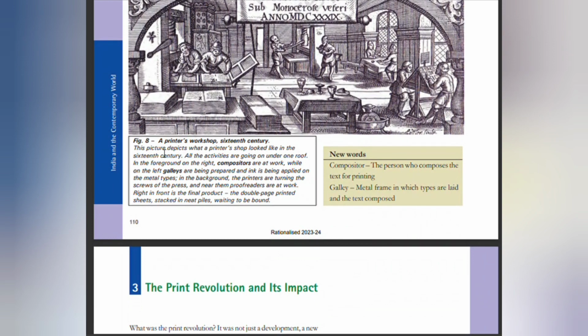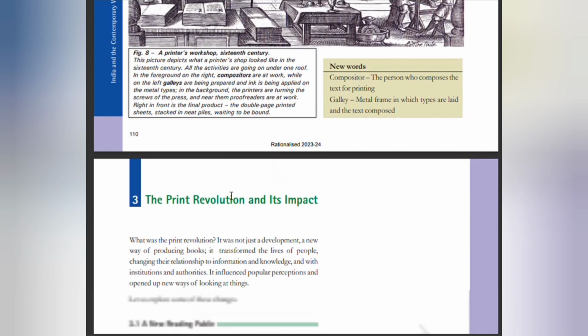The picture depicts what a printer's shop looked like in the 16th century. All the activities are going on under one roof. In the foreground on the right, compositors are at work, while on the left, galleys are being prepared and ink is being applied on the metal types. In the background, the printers are turning the screws of the press, and near them, proofreaders are at work. Right in front is the final product, the double page printed sheets stacked in neat piles waiting to be bound.